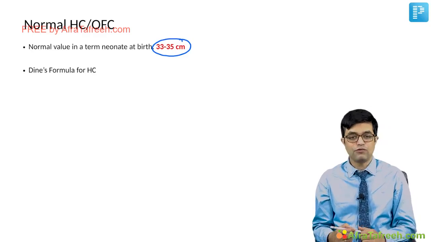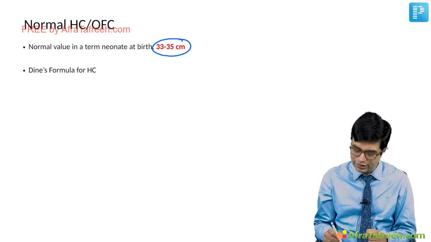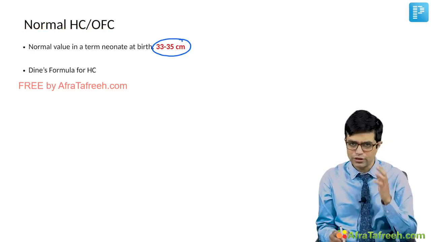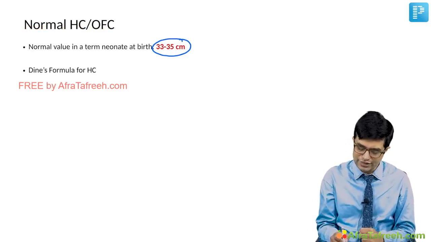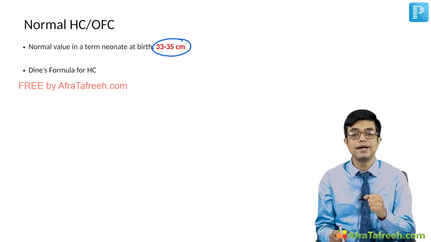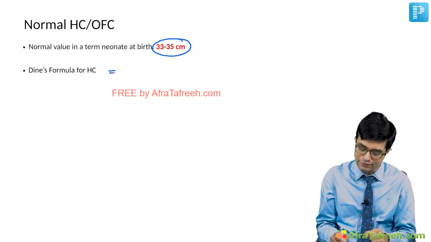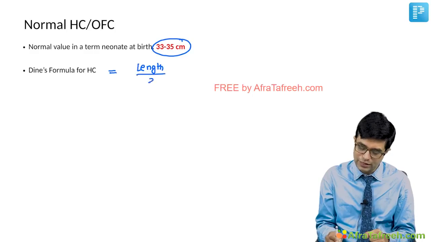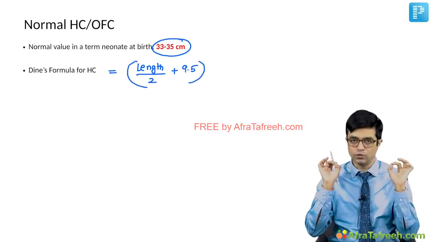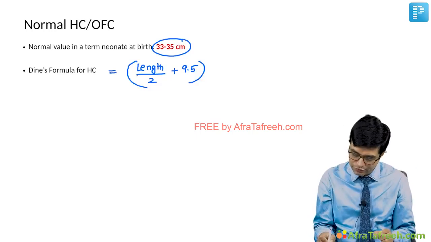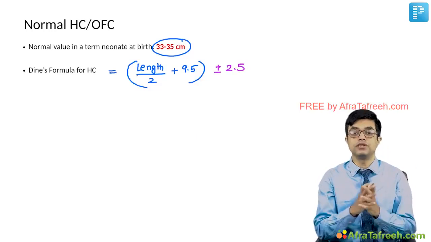What is Dine's formula for head circumference? Now, Dine's formula is something which is there in the clinical manuals but often forgotten when you prepare for exam. Dine's formula says head circumference can be calculated roughly from the length of the child. It says that head circumference is given by the formula length of the child divided by 2 plus 9.5. This is the median value. And then we put a value, plus minus 2.5, to tell you the range for the child.